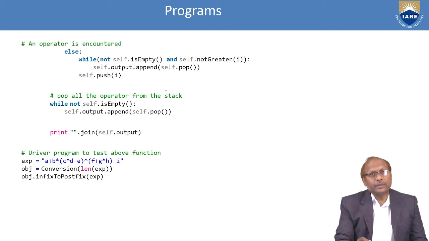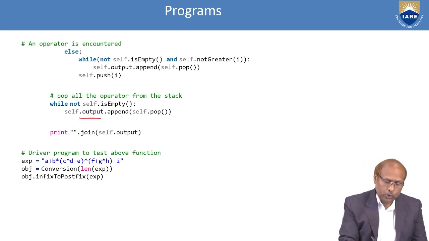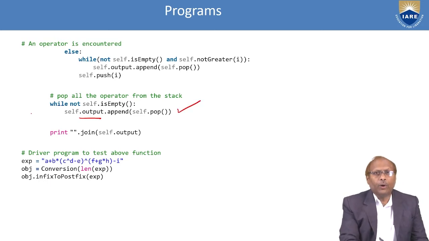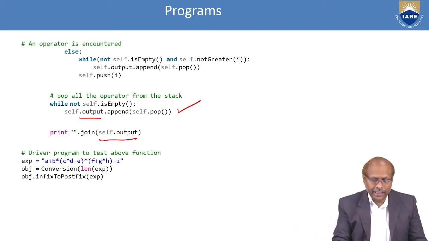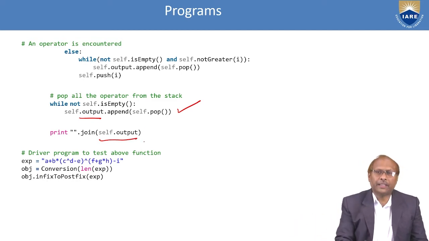Whenever you reach the end of the expression but there are still some elements in the stack, if the stack is not empty, pop out one by one. If it is empty, stop. If it is not empty, pop from your stack and push into the output. Finally, all the output array is combined into a single string, because it is held in an array. You have to convert this array.